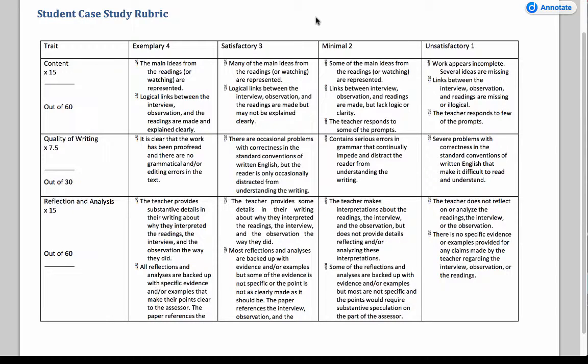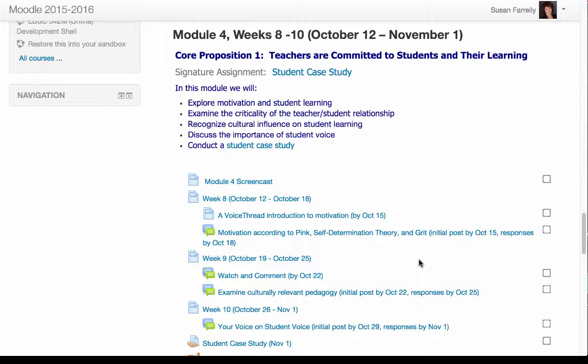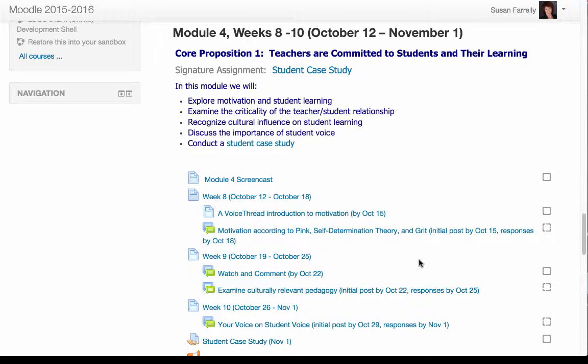As we continue to work on our writing in this class, I want to refer you back to these rubrics, particularly where it's talking about details of evidence and substantial examples. In addition, you are expected to be citing the readings in this class. Once you've looked at the student case study, then you can get into the module.